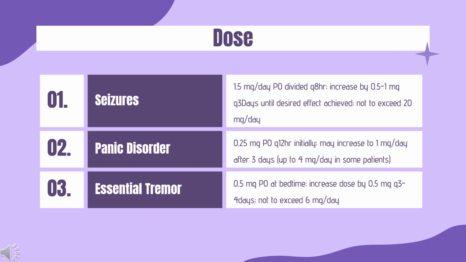Essential tremor, off-label: 0.5 mg PO at bedtime. Increase dose by 0.5 mg q3-4 days, not to exceed 6 mg per day. REM sleep behavior disorder, off-label: 0.25 to 2 mg PO 30 minutes prior to bedtime, not to exceed 4 mg.